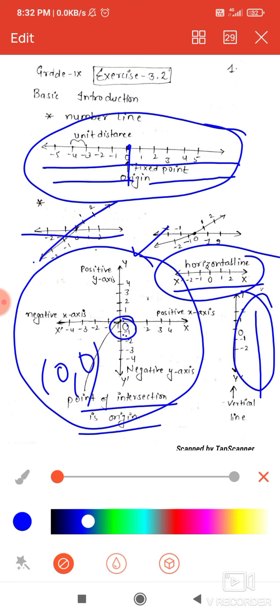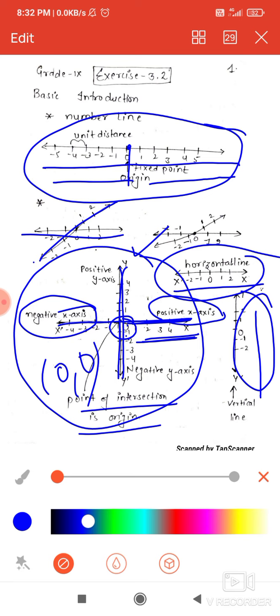Fine. This is the horizontal line, this is the vertical line. The horizontal line is known as the x-axis and the vertical line is known as the y-axis. As we have positive numbers on this side, we call this the positive x-axis and this side the negative x-axis. In the same way, we have positive numbers on this side, so this is the positive y-axis, and this is the negative y-axis. Fine.